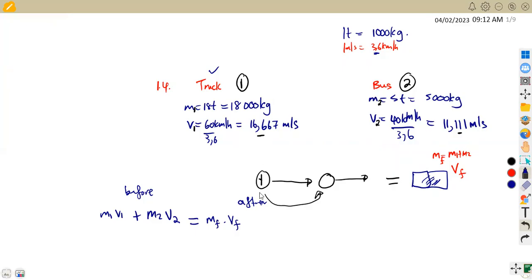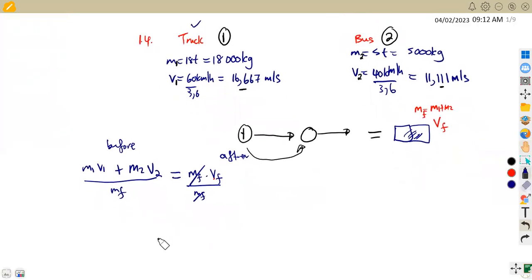So the question is asking us to calculate the final velocity, which is VF. So what can we do? We can simply divide by MF. So our final velocity is going to be equivalent to the whole of this formula that we have made the subject. VF is equivalent to M1 V1 plus M2 V2, everything over the final mass, which is M1 plus M2. You can just substitute directly into the formula, which is fine, but you can even make VF the subject, which is easier because now you just substitute your values.